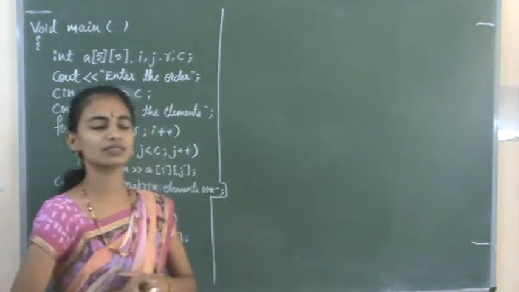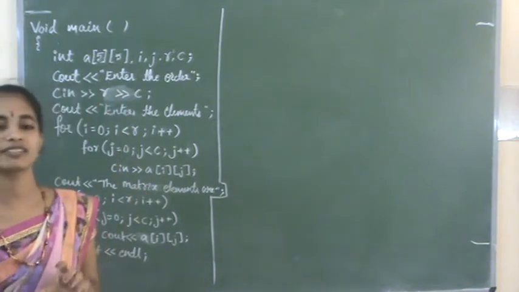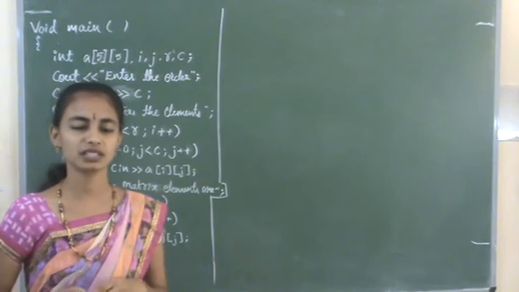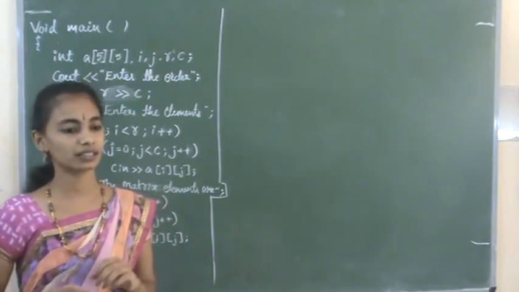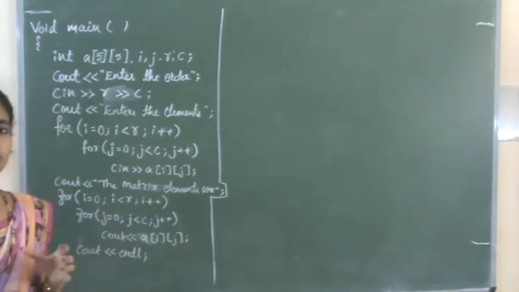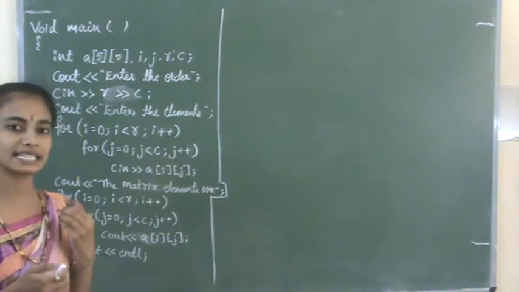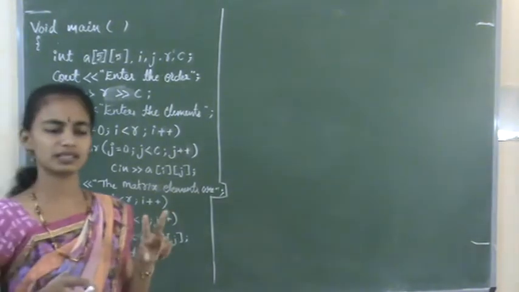So in last class we studied two-dimensional arrays. In that we studied the memory representation in two different methods. One is row major order, another one is column major order. So in that we studied how to represent the array elements in the memory, right? So we have two methods, right?